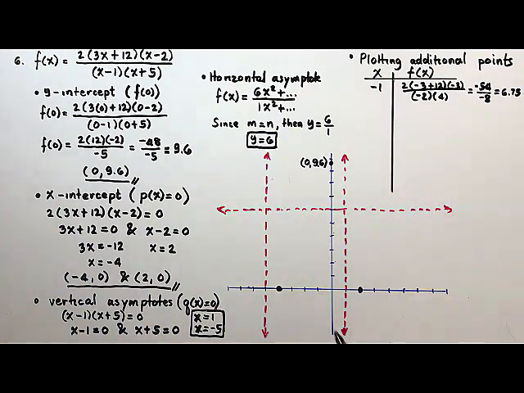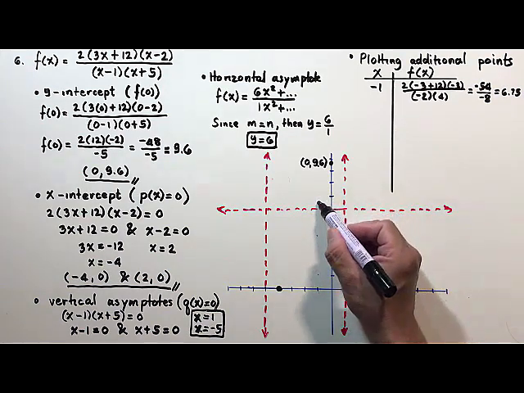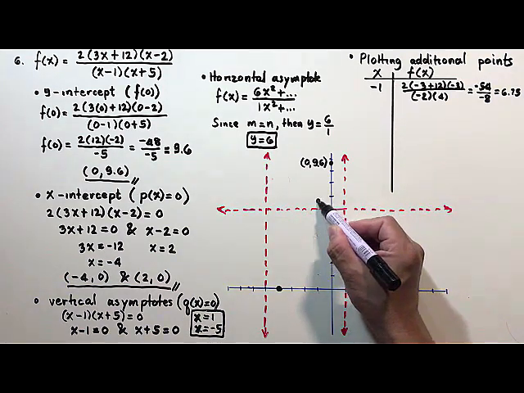So plotting this one at x equals negative 1, that is 6.75. So 1, 2, 3, 4, 5, 6.75. So the point is here.